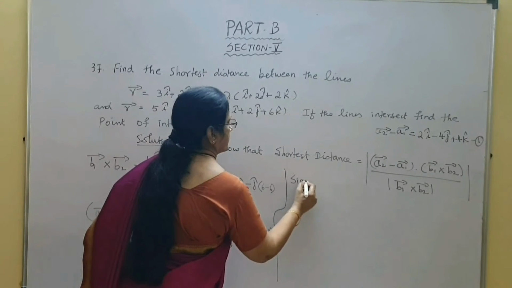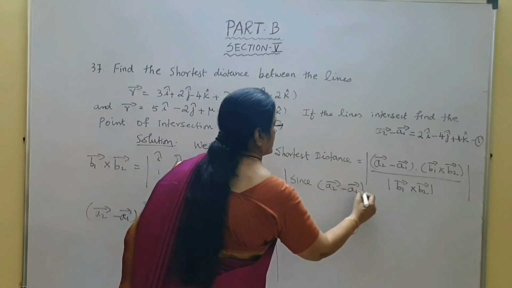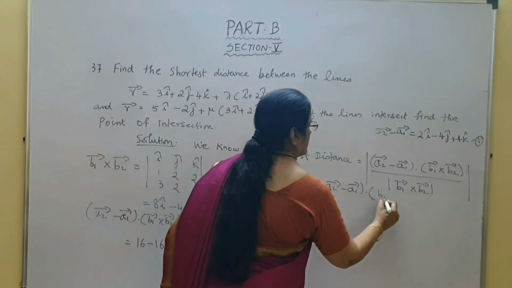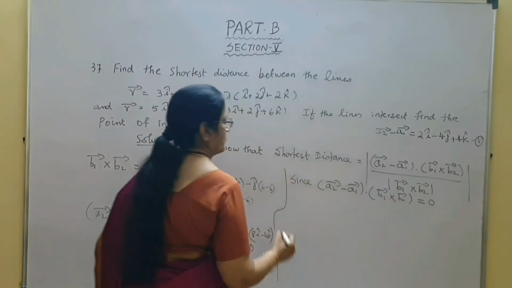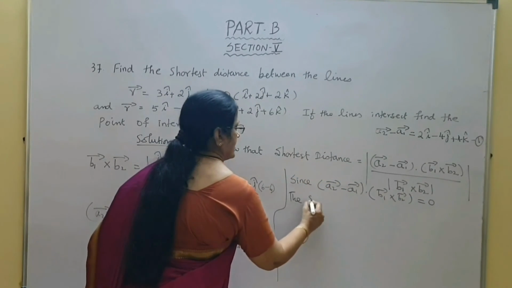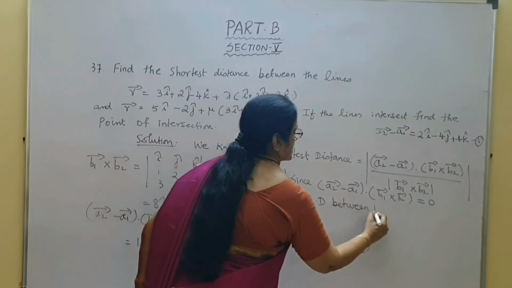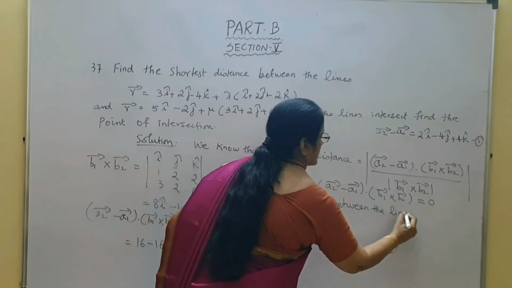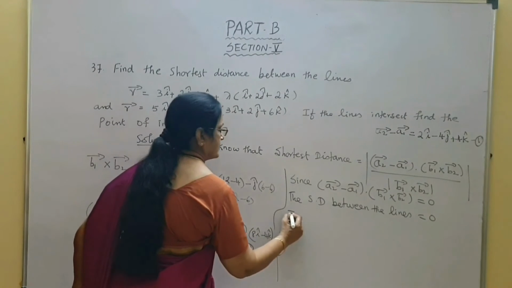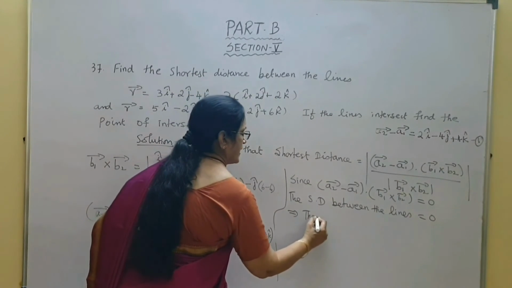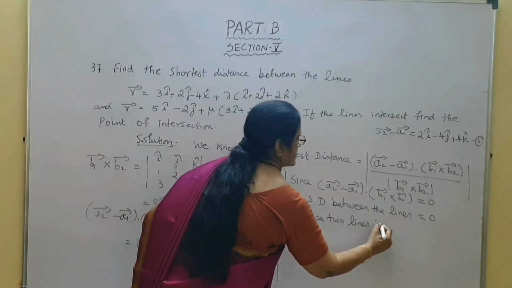Since A2 vector minus A1 vector dot B1 vector cross B2 vector is equal to 0, the shortest distance between the lines is equal to 0, which implies these two lines intersect.